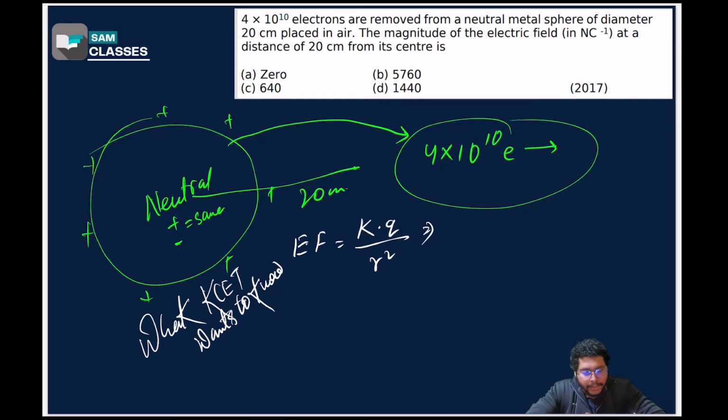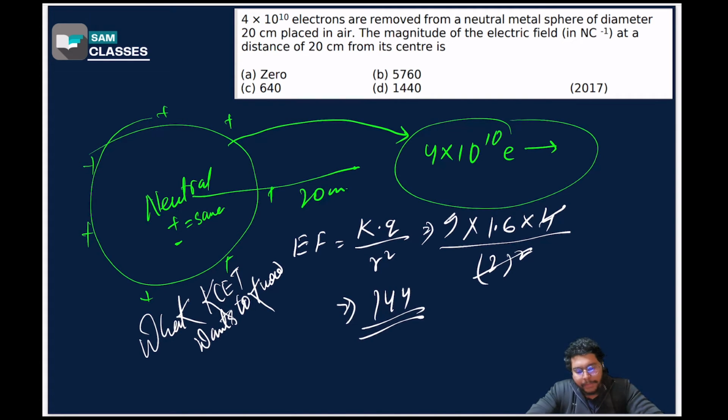So what is the formula here? 9. Now what about powers? Do we need powers here? We can skip them, yes or no? We can leave the power. So 9 into the charge on 1 electron, 1.6, into 4 into 10 power 10, I just took that divided by 2 square. If I solve just this much, it will be somewhere around 144 and my answer will be this one.